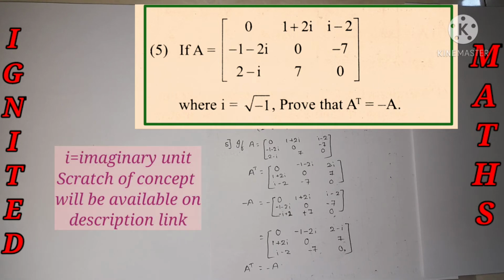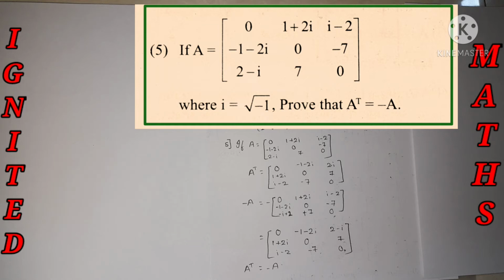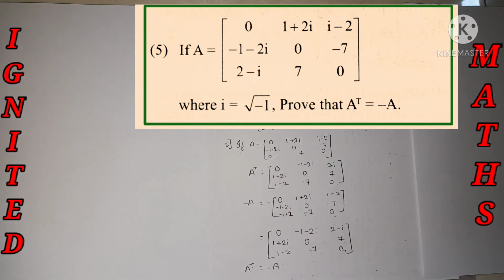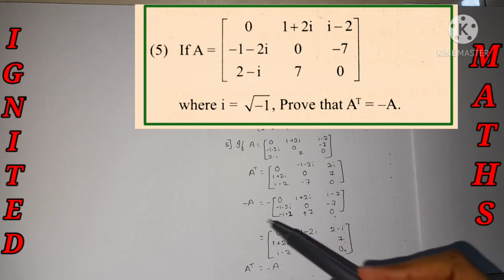Start with the solution. The main point is that i is equal to root minus 1, which is related to the complete concept of imaginary or complex numbers, and that will also be available in the description link. Why i is equal to root minus 1, the complete concept will be available in the description link of the Igniter Max. So for the fifth question, I took matrix A of order 3 cross 3.